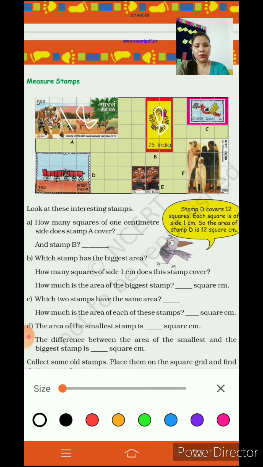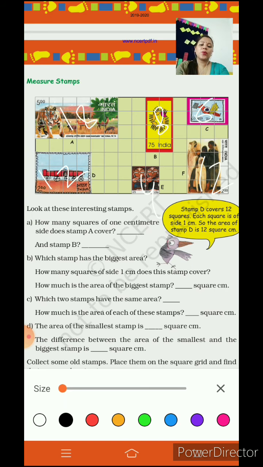1, 2, 3, 4, 5, 6. In stamp C, it is 6. In stamp D, it is 1, 2, 3, 4, 5, 6, 7, 8, 9, 10, 11, 12. It is 12. In stamp E, it's 4, and for stamp F, it is 1, 2, 3, 4, 5, 6, 7, 8, 9, 10, 11, 12. It is 12.